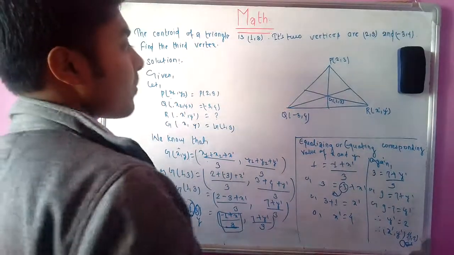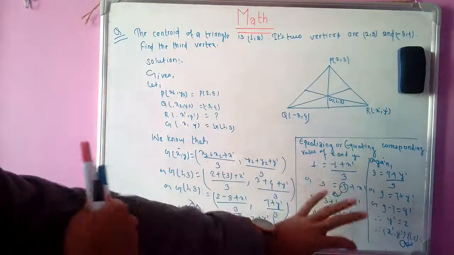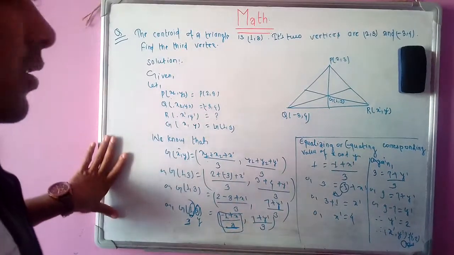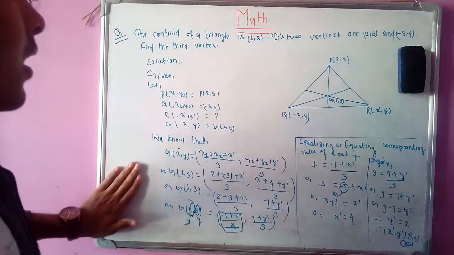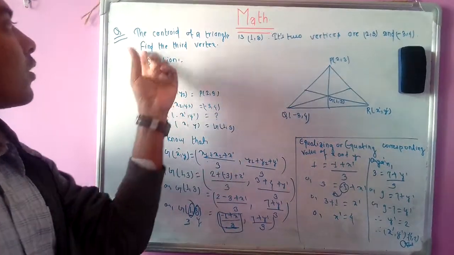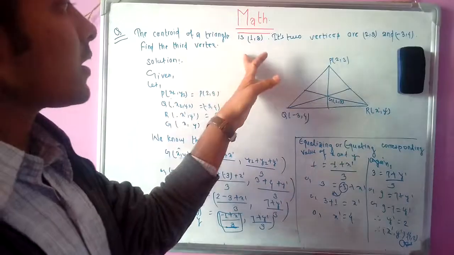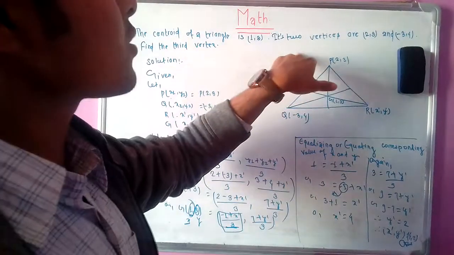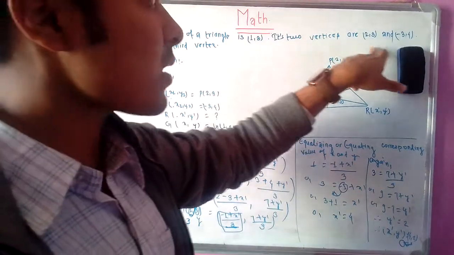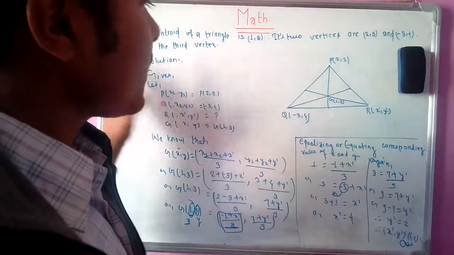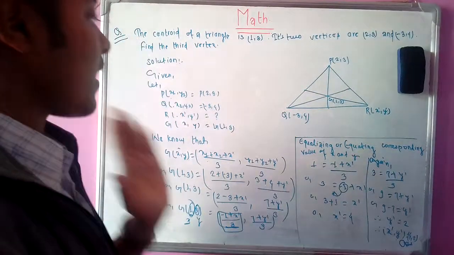So we have discussed the question, and I will make you understand this question again. It's so easy, not even hard. I will discuss once more. The centroid of a triangle is given as (1, 3), and its two vertices are (2, 3) and (-3, 4). Then we have to find the third vertex.